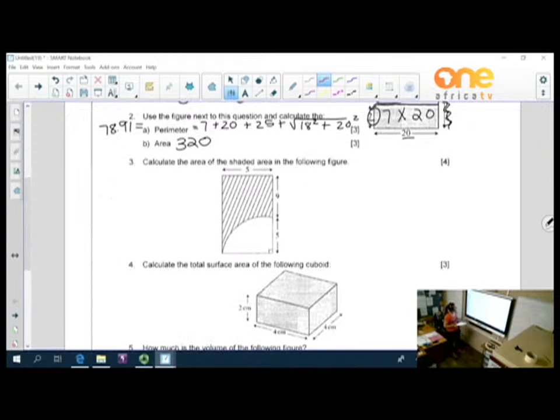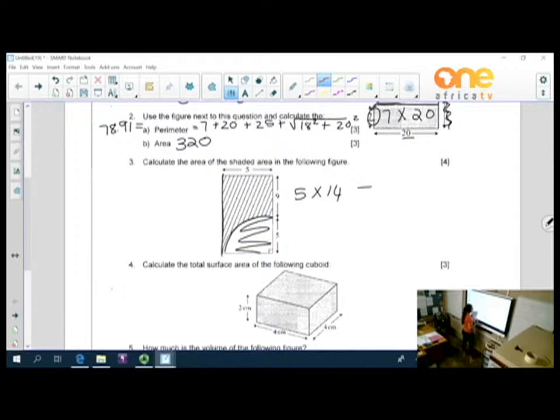Number 3, calculate the area of the shaded area in the following figure. First of all, we need to get this side. 9 plus 5 is 14. So just get the total area of the entire box. That will be 5 times 14. Then we will subtract this part, which is not shaded.